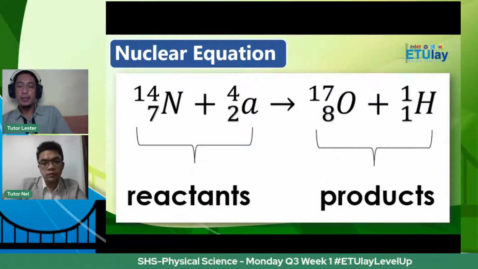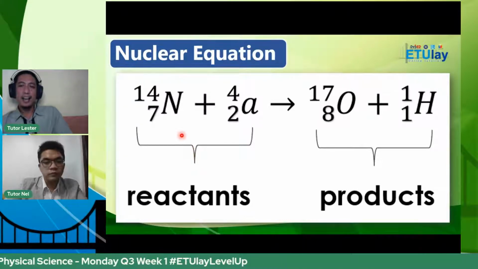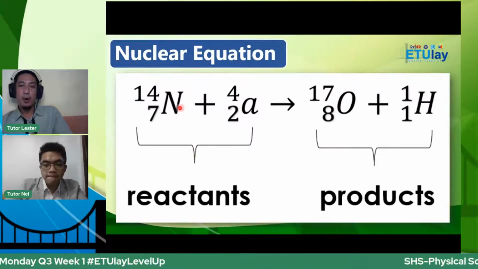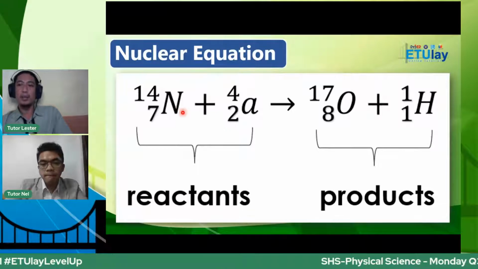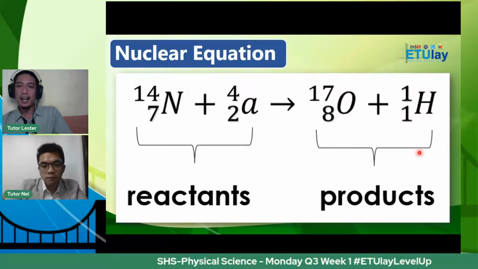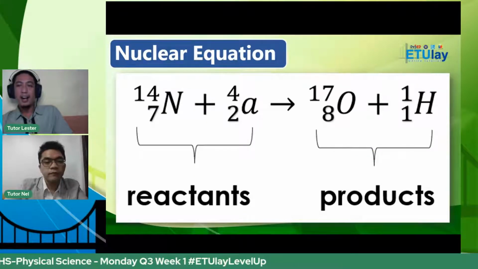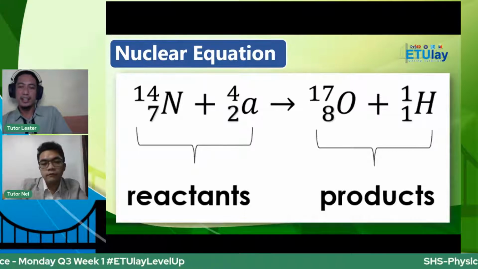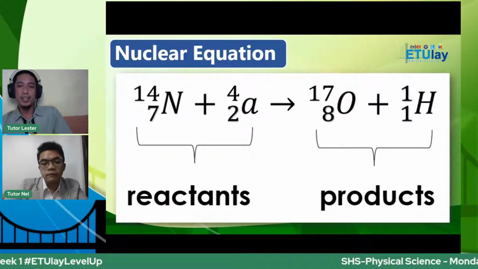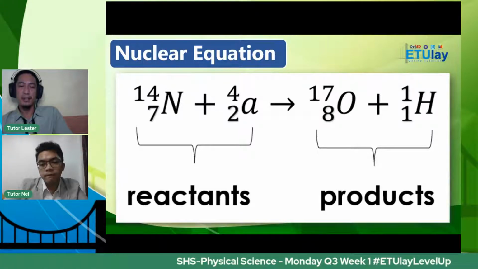Alright. So, remember, in balancing a nuclear equation, dapat isalang-alang po natin na balance po o magkapareho po ang atomic weight at atomic number ng reactants at ng products. Now, Tutor Ronel will discuss to us the discovery of nuclear transmutation and how nuclides are transmuted or changed from an element to another.